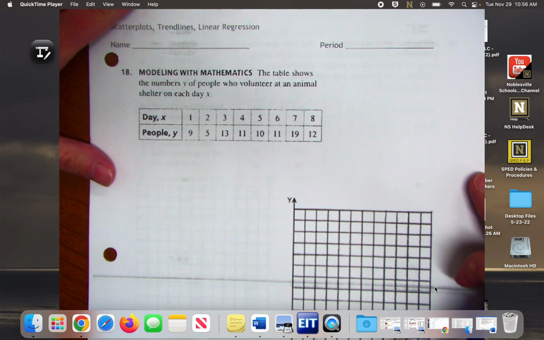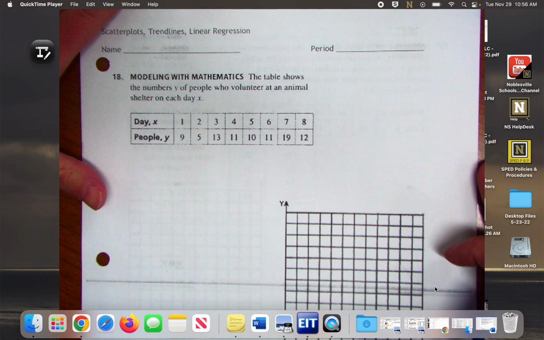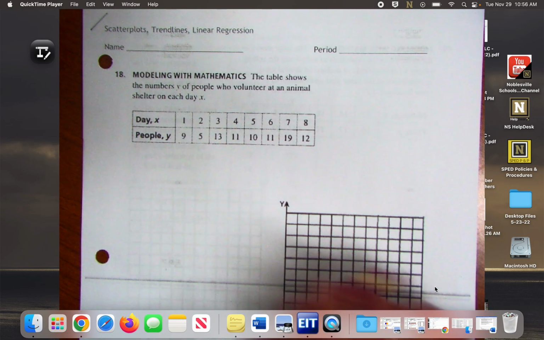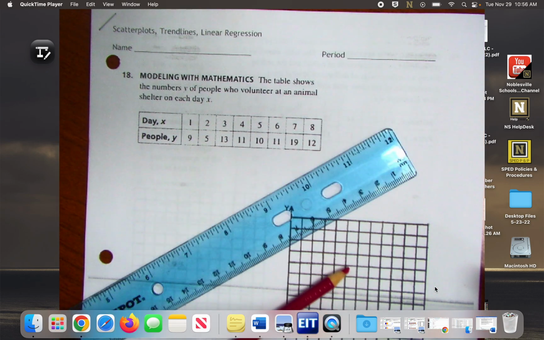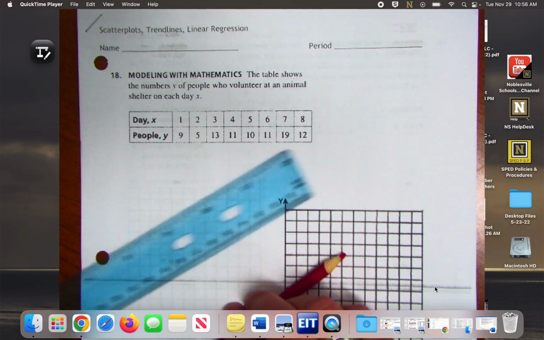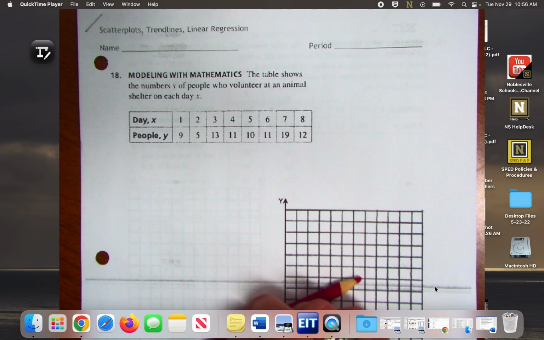So I want you guys, you should have been given this packet from the guest teacher today, and I want you to follow along and fill this in. You're going to need a red colored pencil and a ruler for today's lesson. Okay, so go ahead and pause this video if you don't already have those supplies. Make sure you have them, and we'll get started.